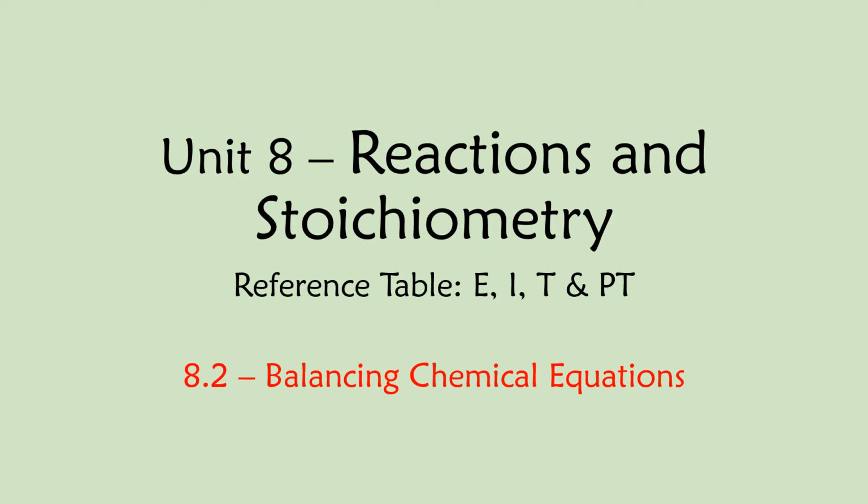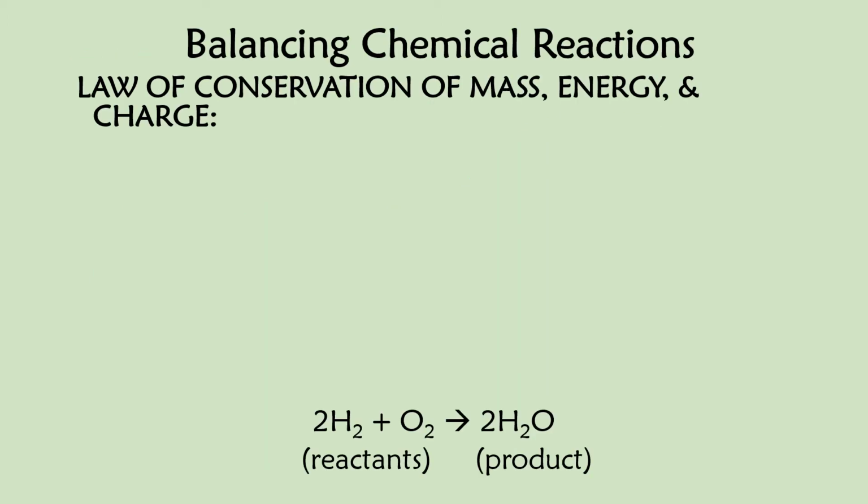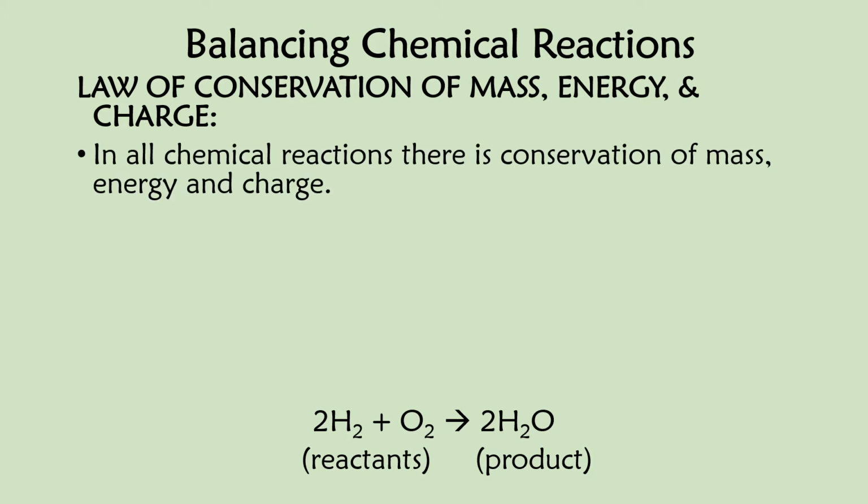Hello everybody and welcome back to Unit 8 of Regents Chemistry, where we are talking about reactions and stoichiometry. Today we will look at how to balance chemical equations. Now, whenever we are balancing a chemical equation, the mass, energy, and charge, all three of those things are conserved.